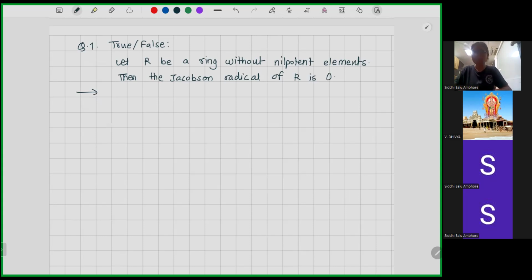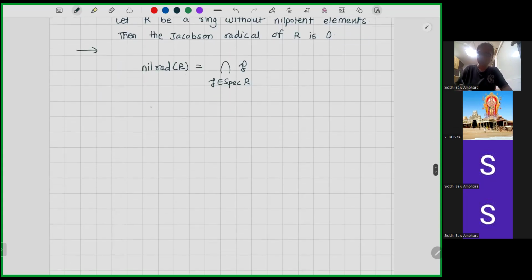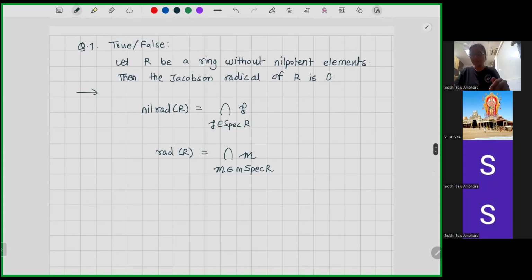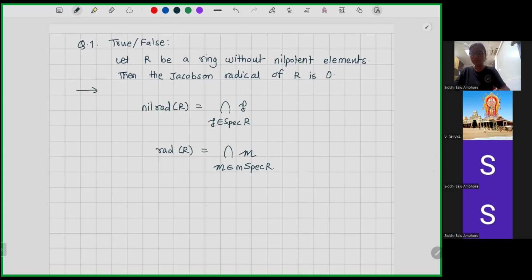So we are asked about nilpotent elements. When they are saying nilpotent elements of R, they are talking about the nil radical of the ring R and the Jacobson radical of ring R. The nil radical of R is the intersection of all primes P in spectrum of R, and the Jacobson radical of R, usually denoted as just radical of R, is the intersection of all those M such that M belongs to the maximal spectrum of R. So spectrum of R is the collection of all primes, and maximal spectrum of R is the collection of all maximal primes. So this is the difference.